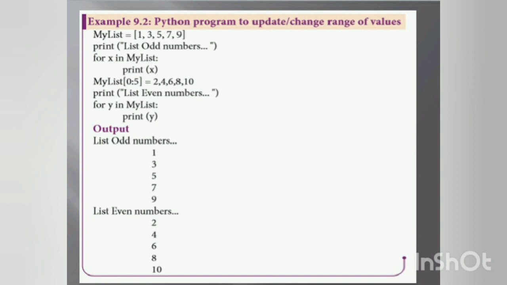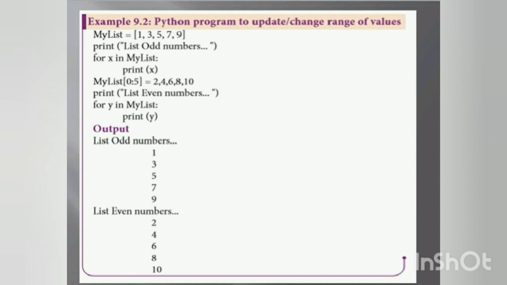Now your output will be, first, the print list odd numbers. So list odd numbers will get printed. Then by using this for loop, it will access one element from my list and print it. So before changing the values, the list elements are 1, then 3, 5, 7, 9.